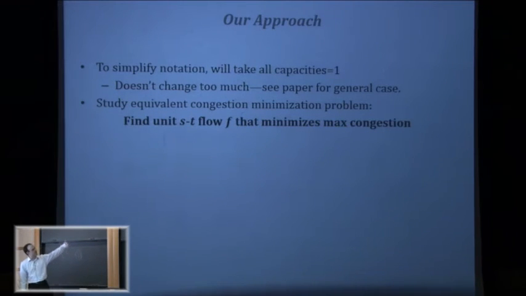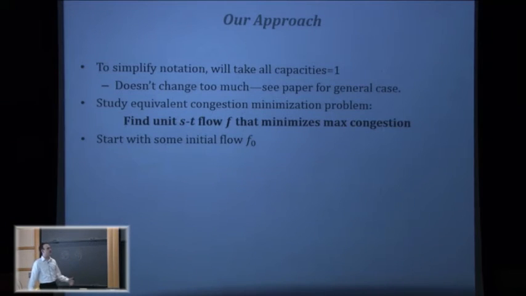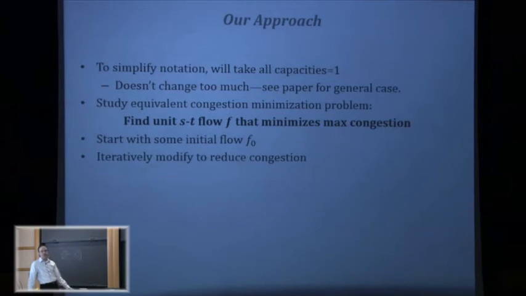So we're just going to divide things down by the answer. The problem we're going to solve is find the unit s-t flow. Send 1 unit of flow from s to t, and subject to that, minimize the most flow over any edge. And then our algorithm is not a surprising one at a high level: start with some flow and fix it.